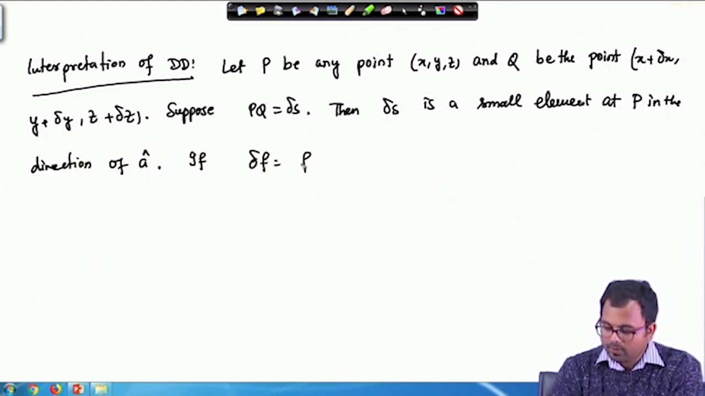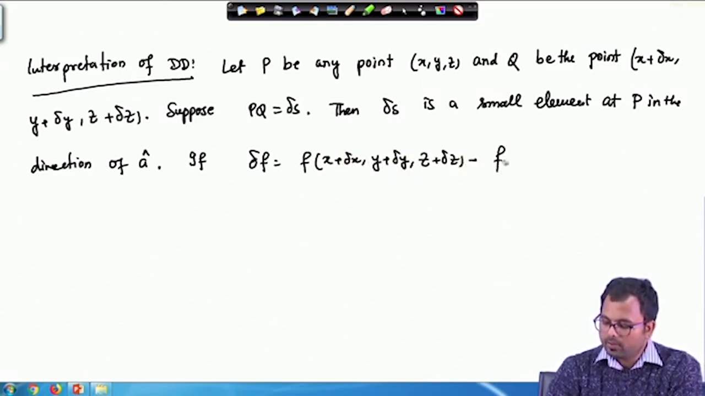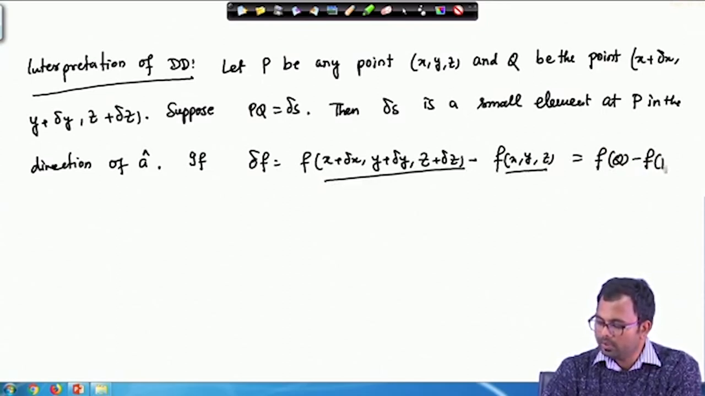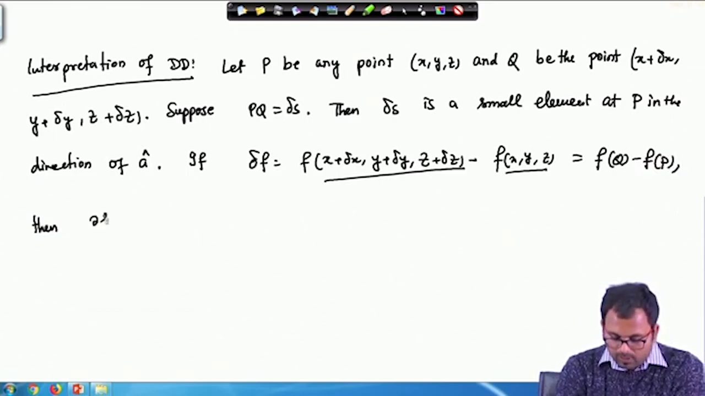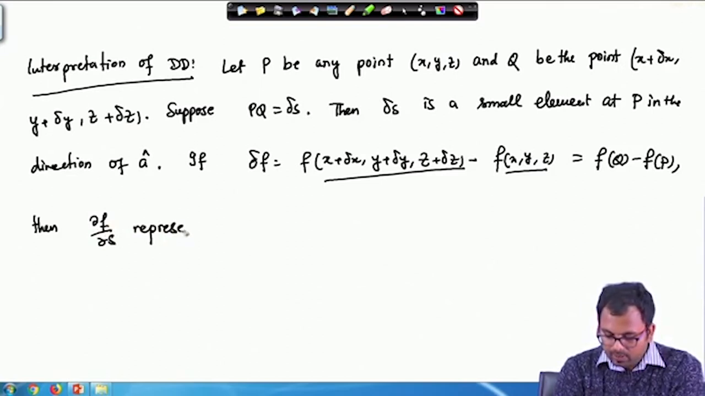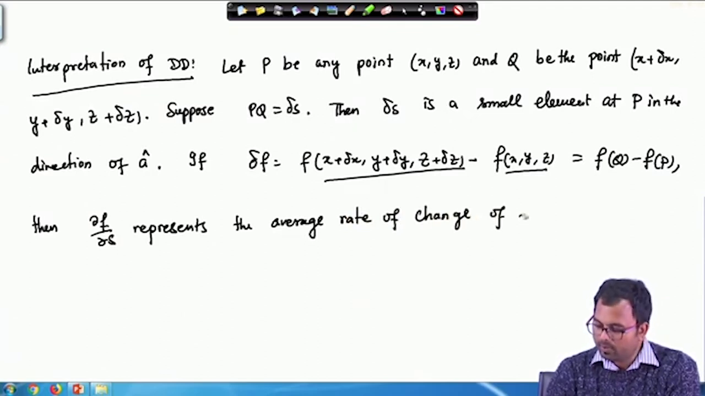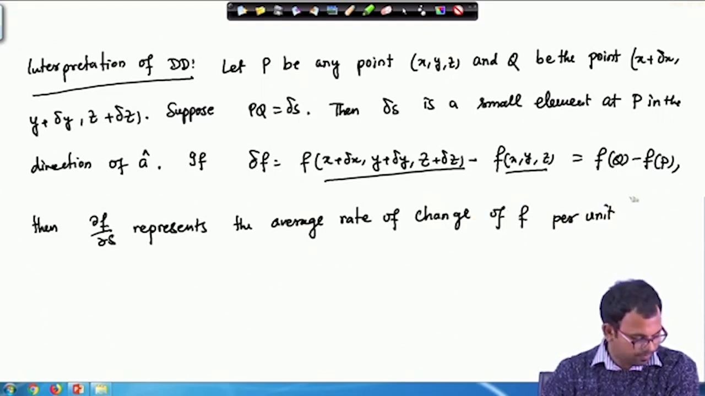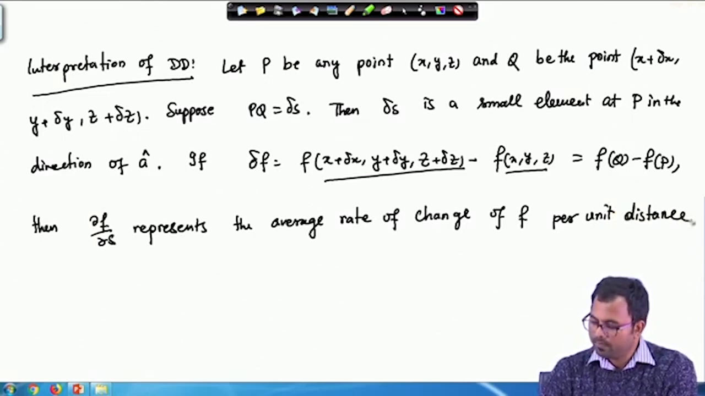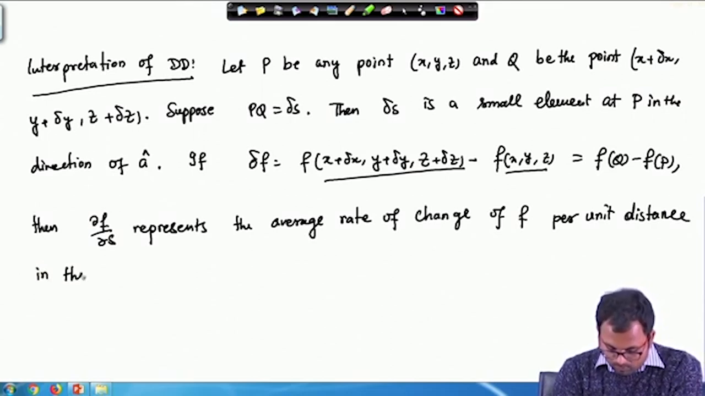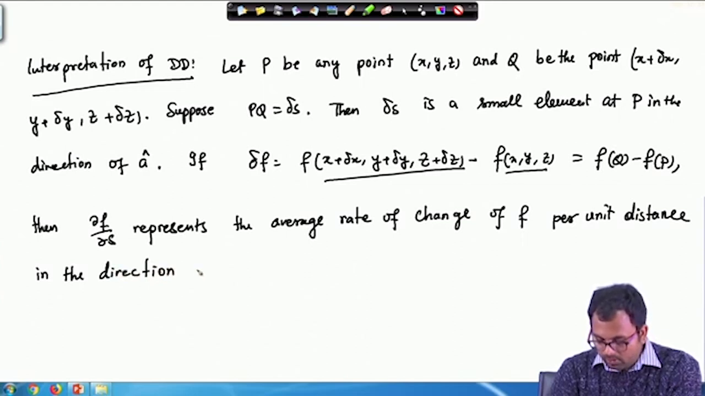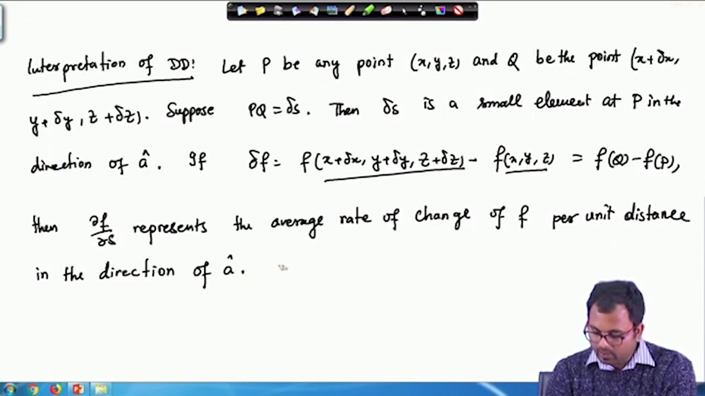And if delta f is equal to f(x plus delta x, y plus delta y, z plus delta z) minus f(x,y,z), so this is our point Q, this is our point P, so f(Q) minus f(P), then del f by del s represents the average rate of change of f per unit distance in the direction of A cap.